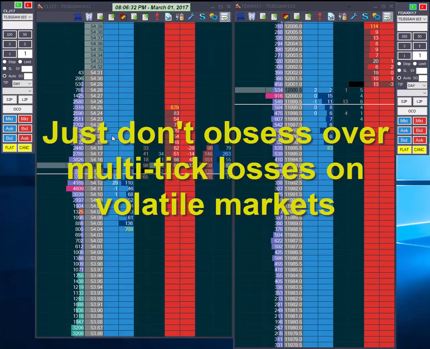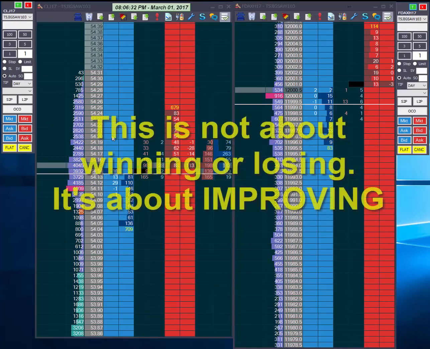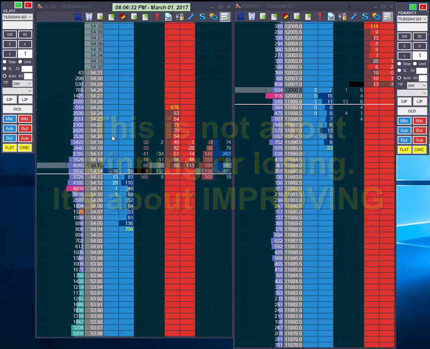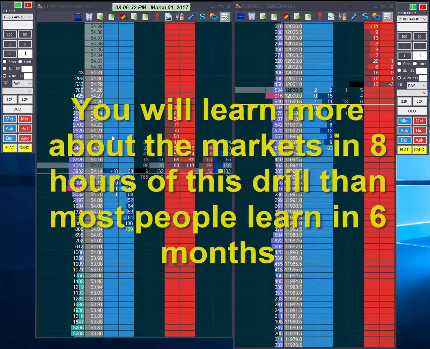And that's why you don't need to make this about winning or losing. Because if you make it about winning or losing, a couple of 3-tick losers on crude, that's going to make you feel bad, and then most likely you'll stop doing the drill. And it would be silly to stop, because if you do this drill, you'll learn more about the markets in 8 hours than most people learn in 6 months.